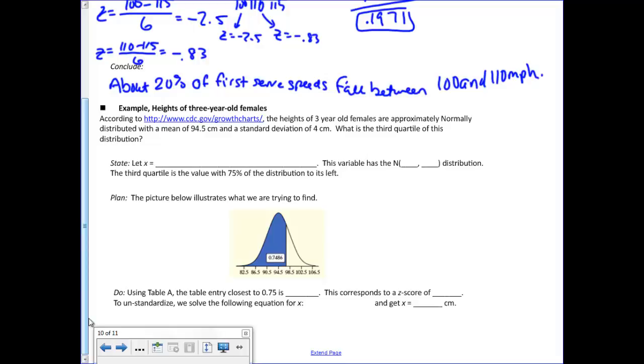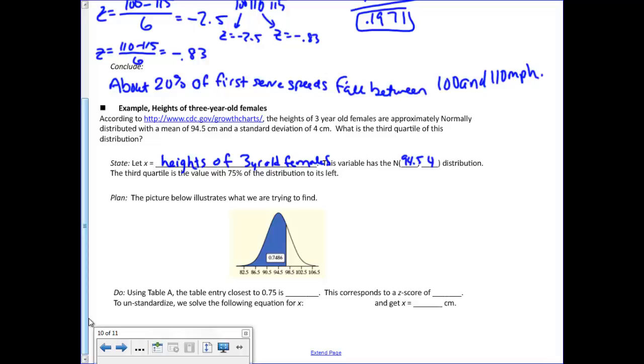So we're going to let x equal, what are we talking about? Heights, yep, of 3-year-old females. Got it. This variable has the normal distribution. It's N, and then it's what goes in your parentheses. So your mean and then your standard deviation. Yep, your 94.5 and then your 4. The third quartile is the value with 75% of the distribution to its left.